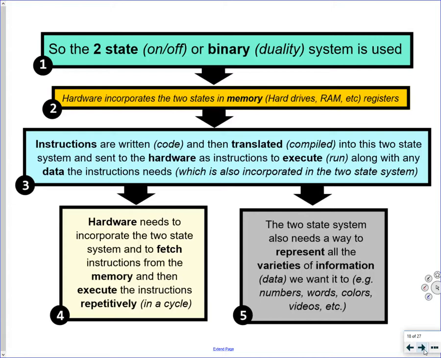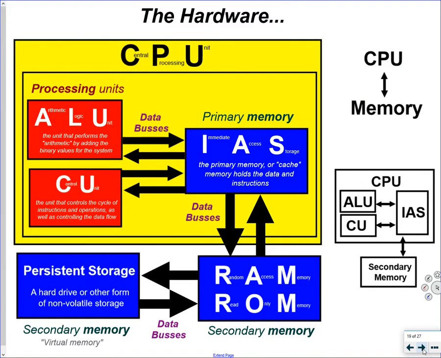This binary duality system is used that incorporates the two states both into memory and execution. When instructions are coded and then translated, the two-set system sends this out to the hardware as to execute what it needs. Hardware needs to incorporate the two-state system to fetch instructions from memory and then execute instructions repetitively in a cycle. We talked about what that cycle looks like. The two-state system also needs to represent data, from numbers and booleans all the way up to fancy things like colors and videos. It eventually has to represent data as a two-state system, okay?